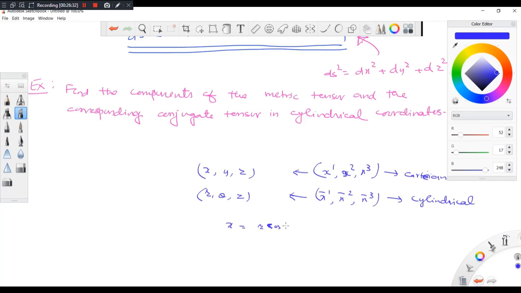Okay. And G bar ij's you may get 1 0 0, 0 r square 0, 0 0 1, something like that. And the upper ij's are its reciprocals, the diagonal entry reciprocals. Okay. So I think I leave that portion with this.